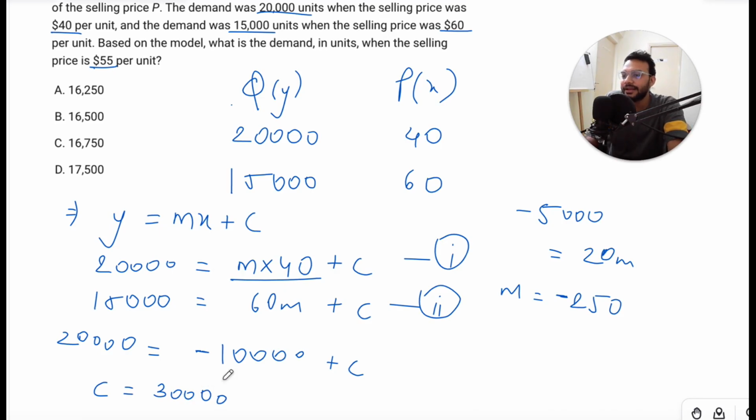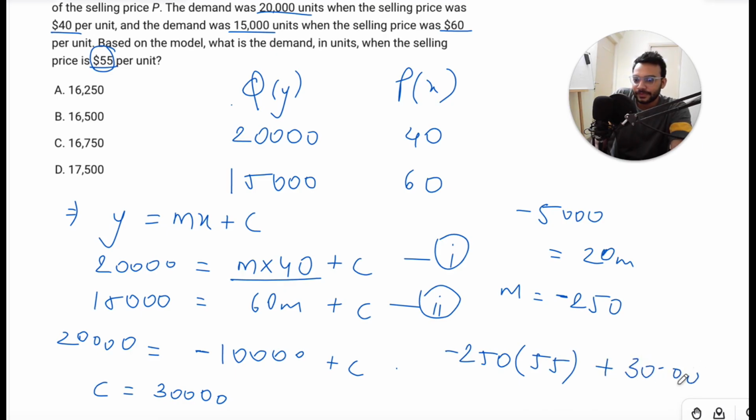Now this is the relation. So y is equal to mx plus c. Now we'll put the value of x as 55. So m, that was negative 250, times 55, plus 30,000. You solve this to get 16,250. That is option A.